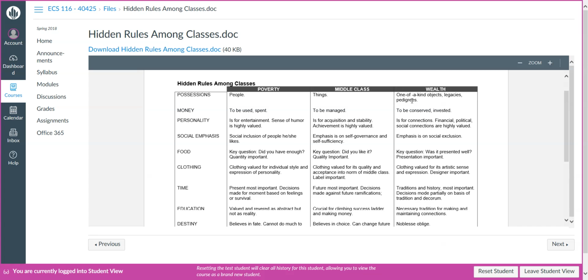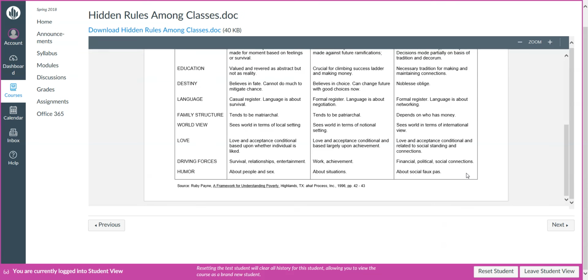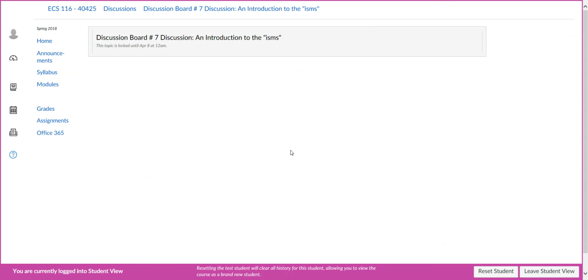So going through all the different categories over here, you're going to see how it's very different how we are socialized based on class, and why isms are a result of that. And that comes from Ruby Payne, A Framework of Understanding of Poverty, from 1996. So very interesting also to review that document.